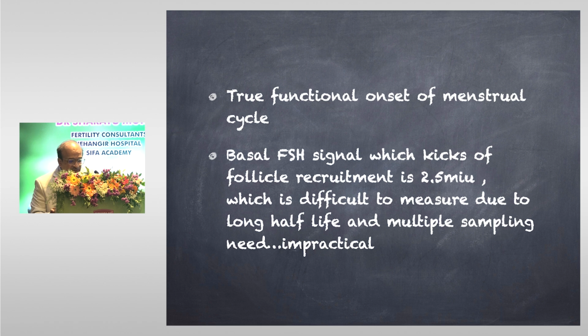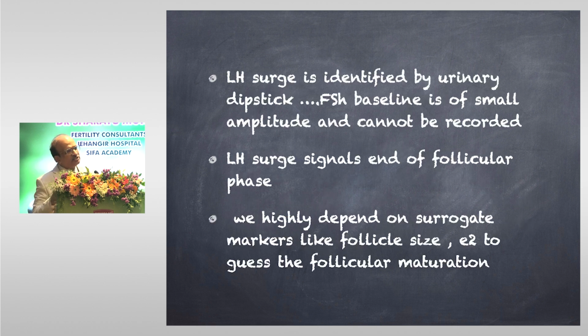The basal FSH signal, which kicks off follicle recruitment, is only 2.5 MIU. Difficult to detect and can't be measured because FSH has a long half-life of beyond 36 hours. So you can't do sampling so often. So it's impractical to know when the FSH really went up and kick-started the follicular phase. LH surge is very easy to identify. We just do a urinary dipstick, and that will tell you. So FSH baseline is too small to detect. And LH surge tells you your follicular phase has ended.